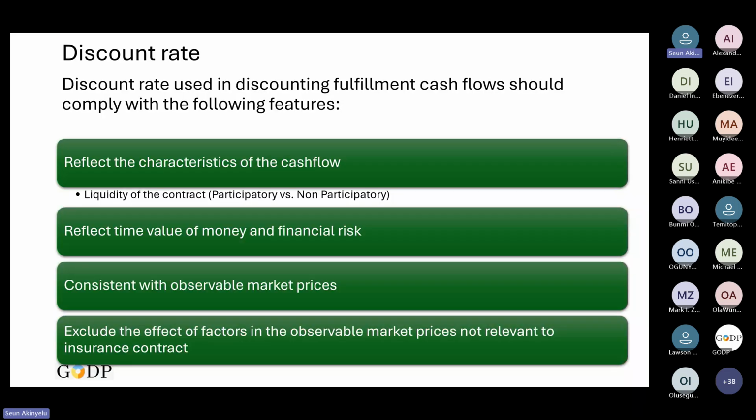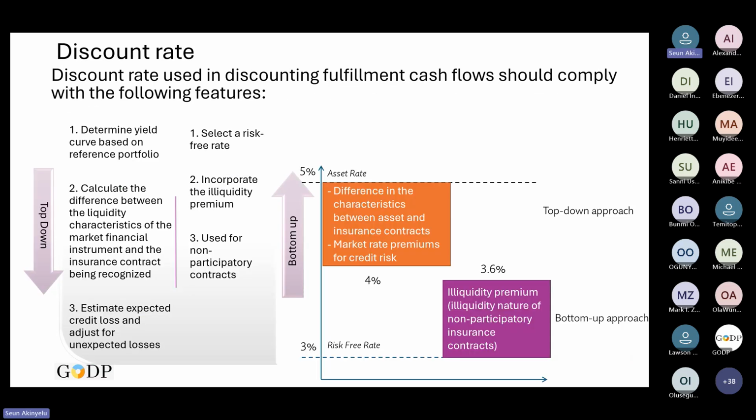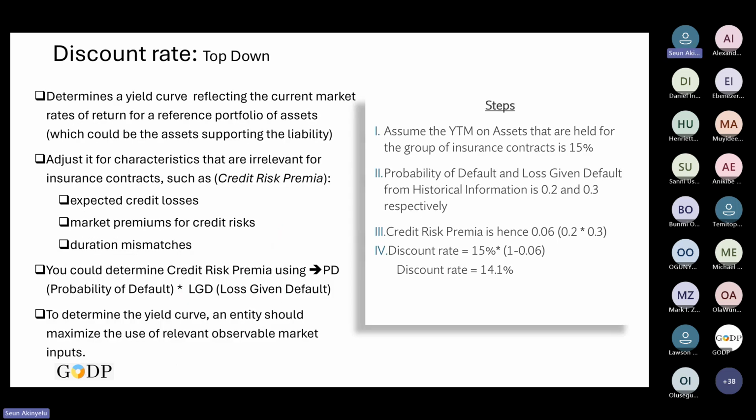The discount factor that we use must actually show the characteristic of the cash flow. They must reflect the time value of money. They must reflect the characteristic of that particular instrument. How do we do that in reality? There are two methods we use, called bottom up or top down. I'm going to teach you the two in very simple minutes. I will start with top down.